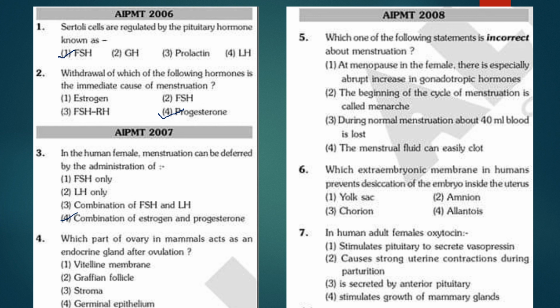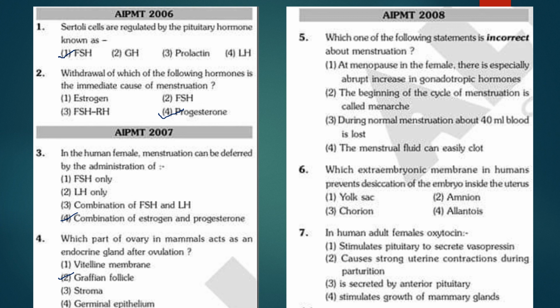Which part of the ovary in mammals acts as an endocrine gland after ovulation? Here it is the Graafian follicle which is left over in the ovary, and this is called the corpus luteum. So that leftover one acts as an endocrine gland.